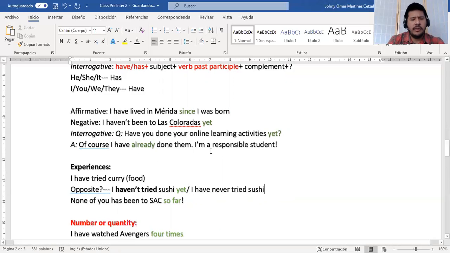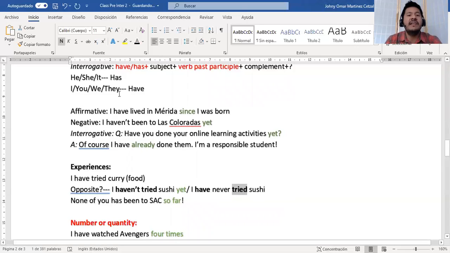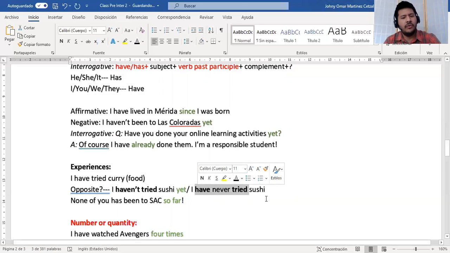This is quite interesting in English because we are using never. So I think in this case it would be an adverb. I'm not really sure if it's working as an adverb, but the interesting thing is that you cannot combine haven't and never. No, "I haven't never tried sushi" is incorrect. At the same time, the structure is affirmative, but the meaning is negative. So that's something cool in English.